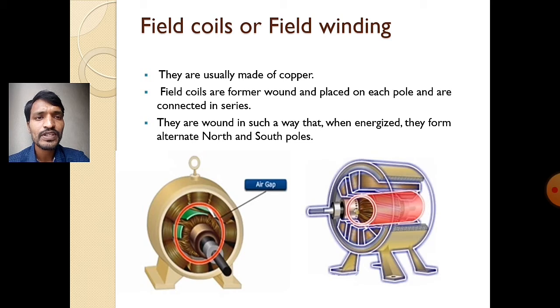They are wound in such a way that when energized, they form alternate north and south poles. How are they connected? When the power supply is energized, one pole becomes north and the next pole becomes south, alternatingly. If the second pole becomes north, then the first pole becomes south. The construction is made like that. This field winding is wound on the poles.